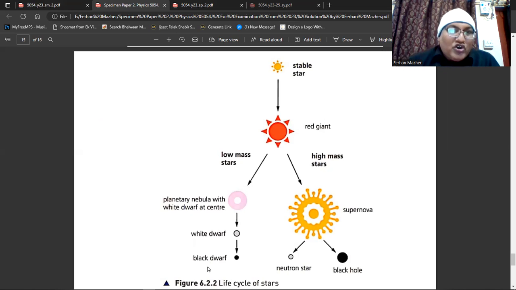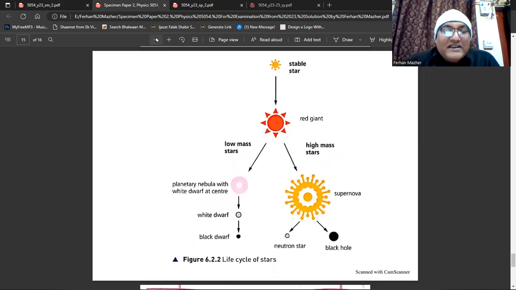Remember this diagram, don't forget it, because the answer which I'm going to read for you is based on this diagram. This is our sun. This is the future of our sun. And this is the future for the other stars which are way bigger than our sun. Let me read the answer.